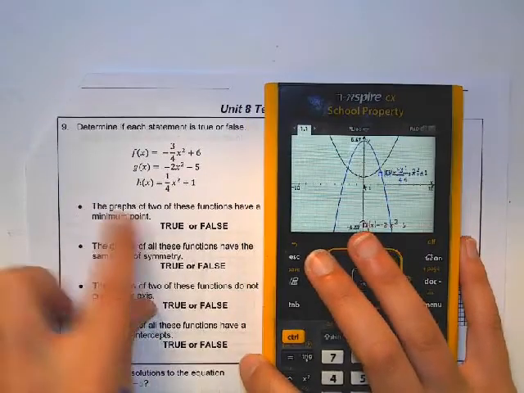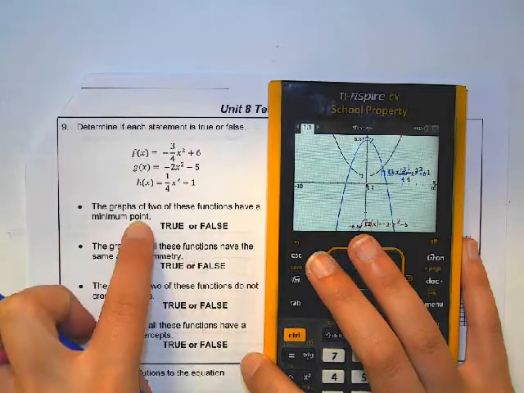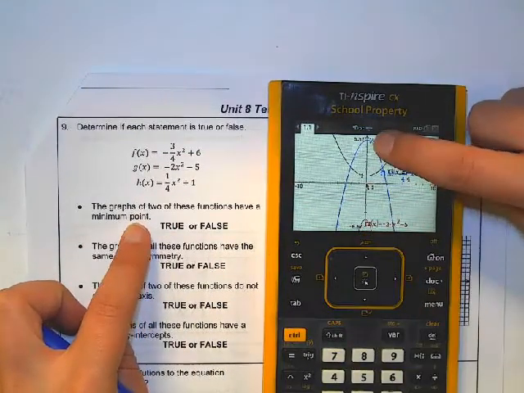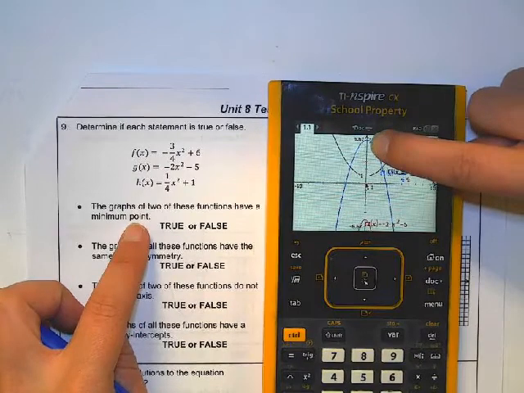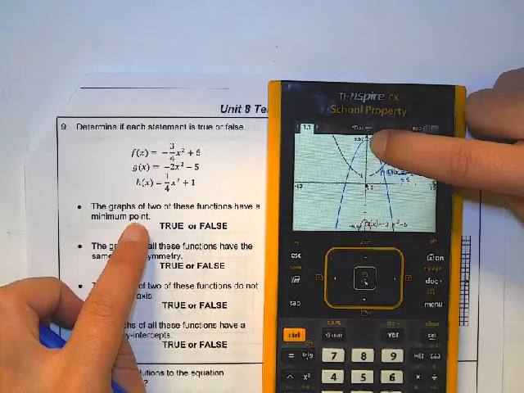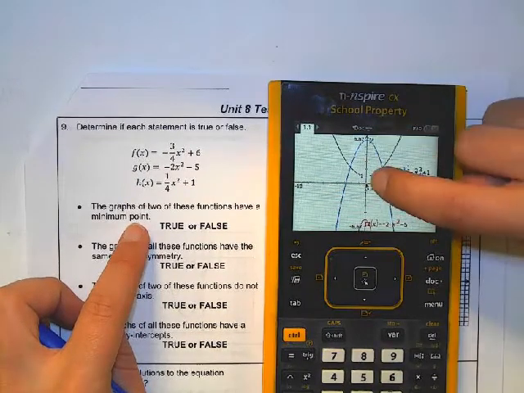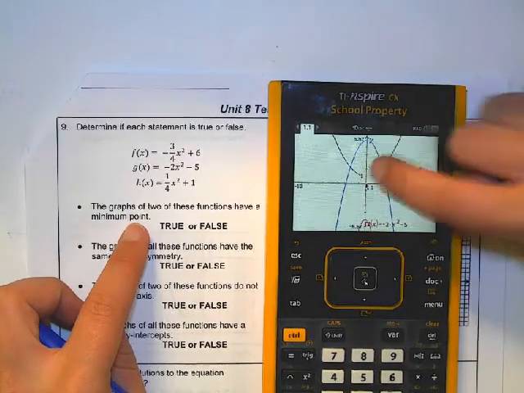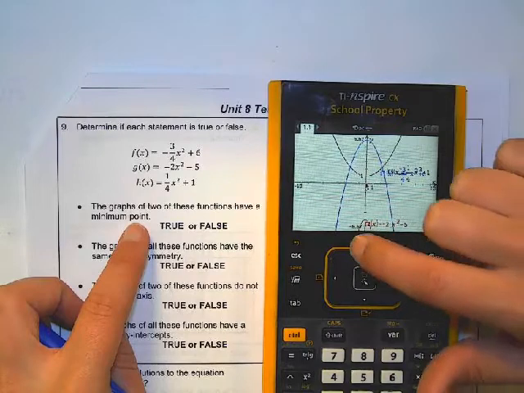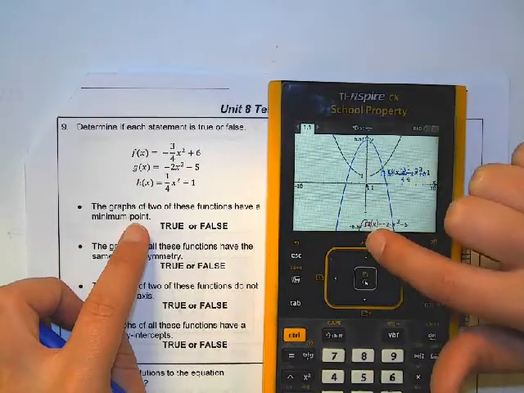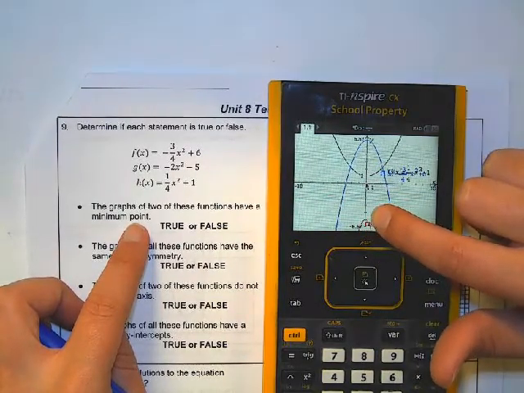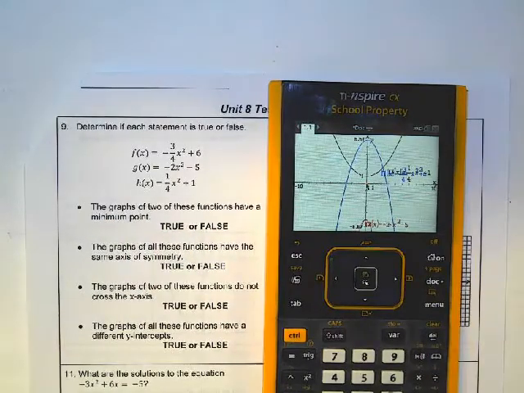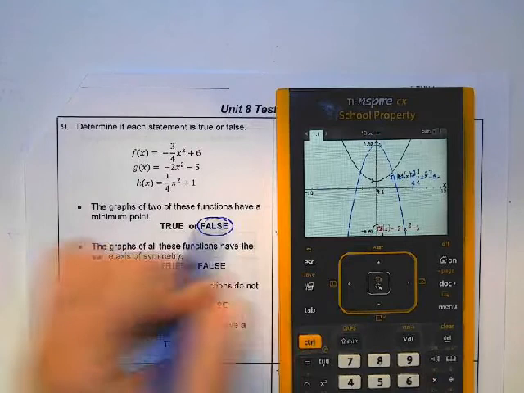Okay, I've got all three graphs on here. It says the graphs of two of these functions have a minimum point. Okay, the blue line, is that a maximum or a minimum? It's a max. It's at the top of the blue line. The black line, is that a maximum or a minimum? Minimum. It's at the bottom of the black line. The red line down here, maximum or minimum? Maximum. So do two of these graphs have a minimum point? False. How many only have a minimum? 1.